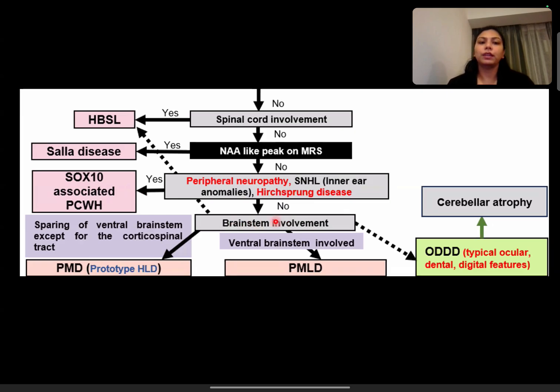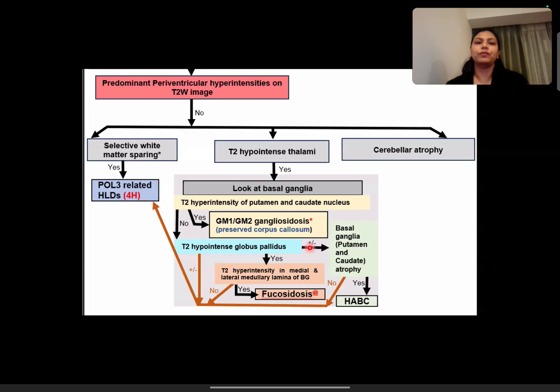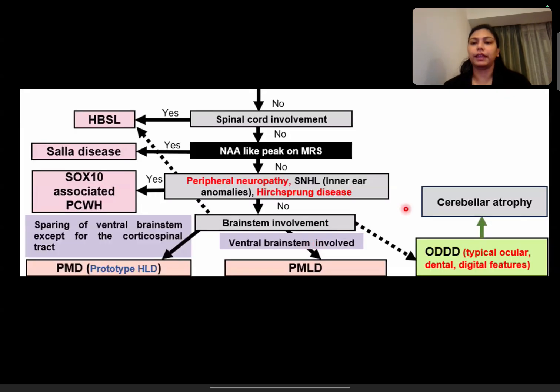If only the dorsal brainstem is involved and the ventral brainstem is not involved, except for the corticospinal tract, then it is PMD. And if the ventral brainstem is also involved in addition to the posterior brainstem, then it is PMLD. So this is a very complex algorithm, but while you are reporting, you can keep this algorithm with you and try to fit in each so that you can reach a diagnosis.